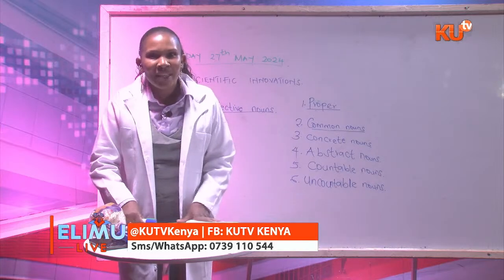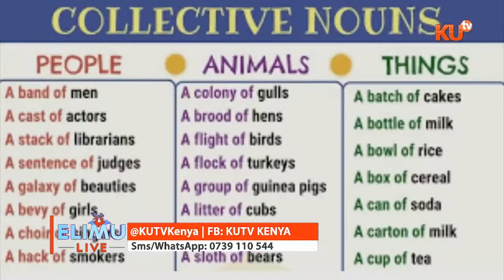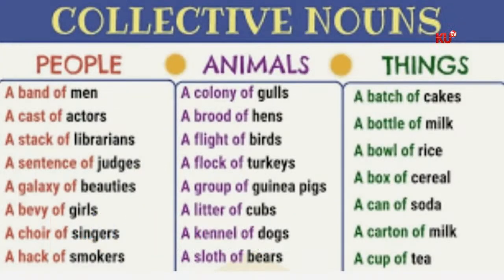Group number 1, they are collective nouns of people. The collective noun of people, very good. We have a band of men, correct, a band of men. We say a band of men. A cast of actors, these are many actors. As a group, we call them a cast of actors.